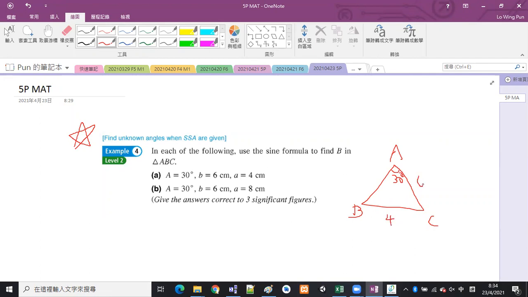So this is length B, the side which is opposite angle B. And the question asks you to find angle B, that is this angle. Is it clear what information is given and what angle we are going to find from this diagram? Okay, so far.